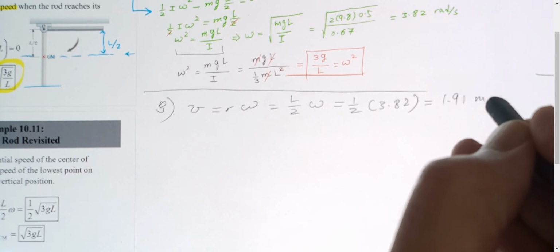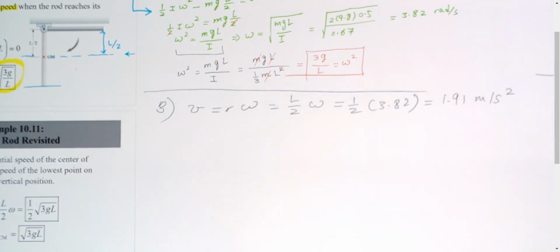1.91 meter per second square. So again, I can calculate V and omega without the need of knowing the mass of the object.